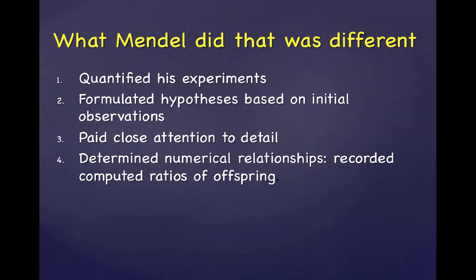Mendel also went on to formulate hypotheses and apply the scientific method instead of just making observations and assuming those were fact. He was a true scientist in the sense that he had OCD. He paid very close attention to detail and recorded everything. Then he took his work a little further and did some data analysis, which really hadn't been done up until this point. He determined numerical relationships, and recorded and computed ratios of the offspring.